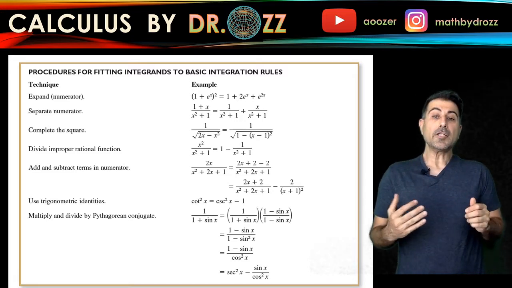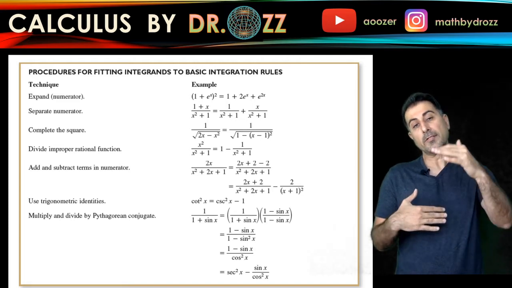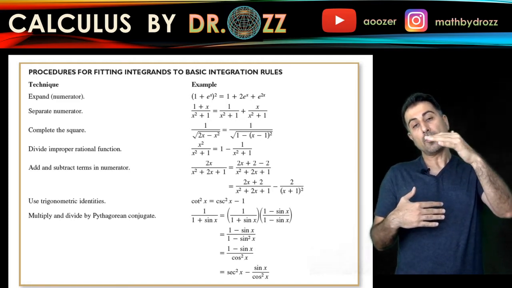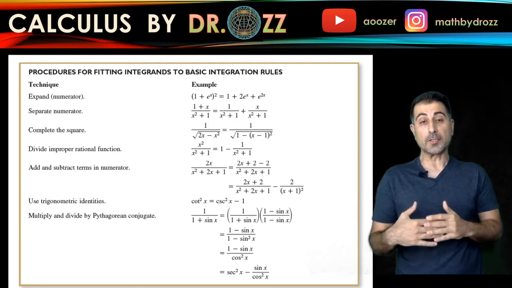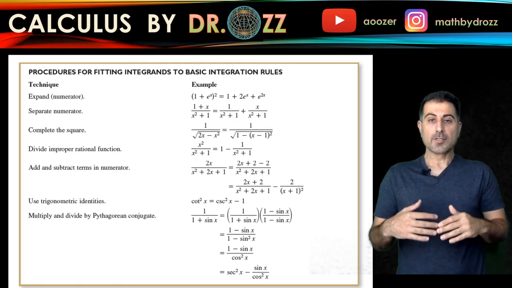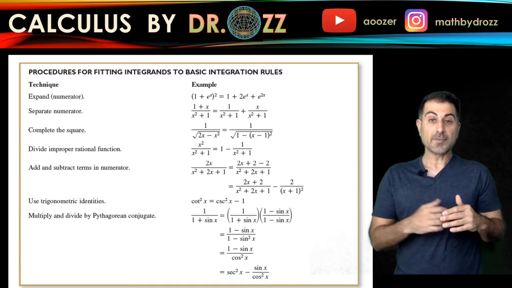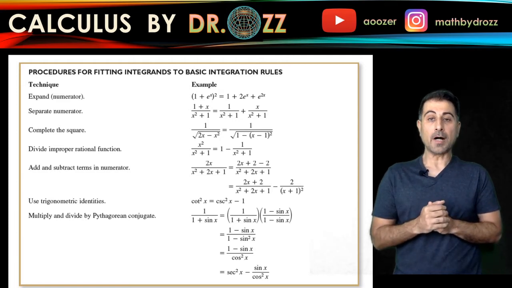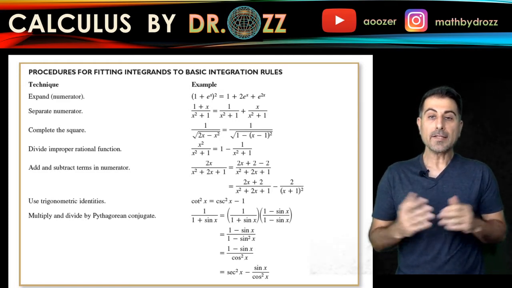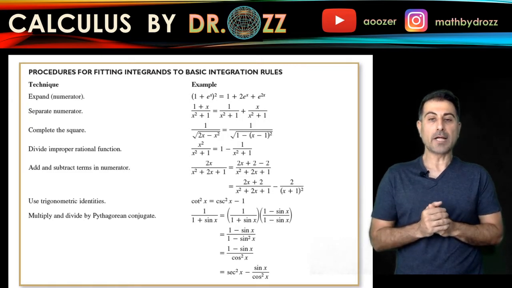And dividing the improper rational functions is another technique. Improper means the degree of the top polynomial in a rational function is greater than or equal to the degree of the bottom. So that requires a polynomial division. So make sure you also have a good grip of polynomial division. Adding and subtracting is another technique to simplify the given rational functions.